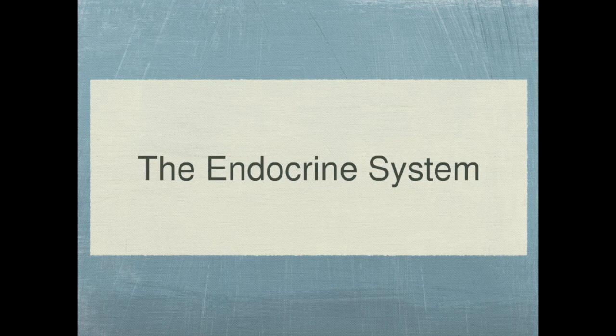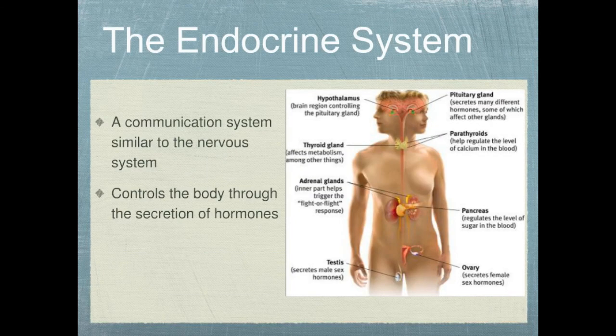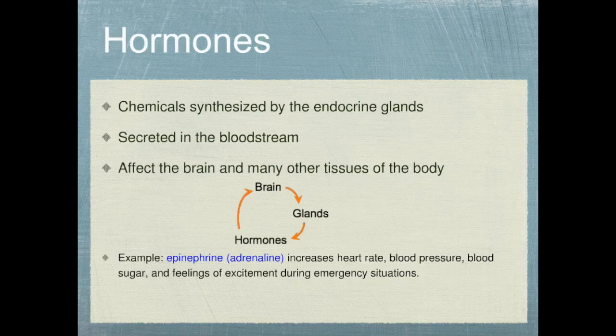I don't know. The last part of this unit was the endocrine system, and that's how the body communicates through blood and hormones. So we've got all of these parts of the body that are involved in the endocrine system, all have specific jobs. So what are hormones? They're just chemicals synthesized by the endocrine glands. They secrete into the bloodstream, and they direct parts of the body. They direct all the different organs and tell them what to do.